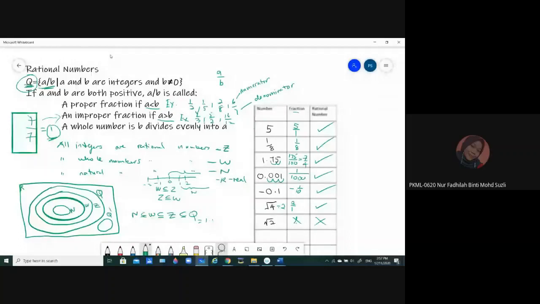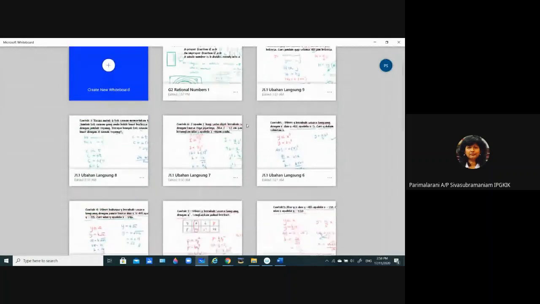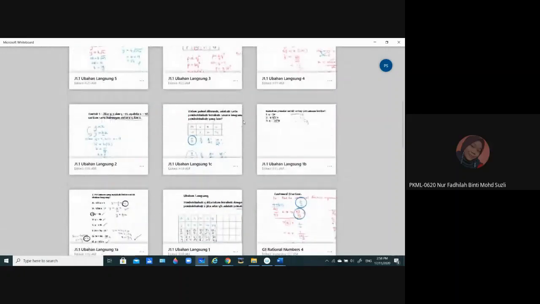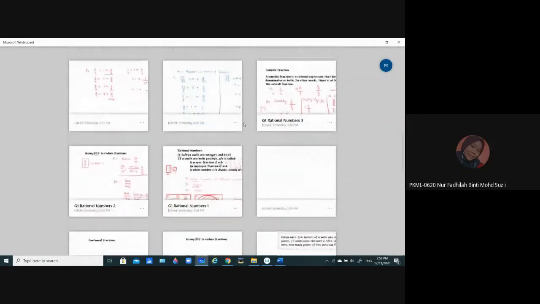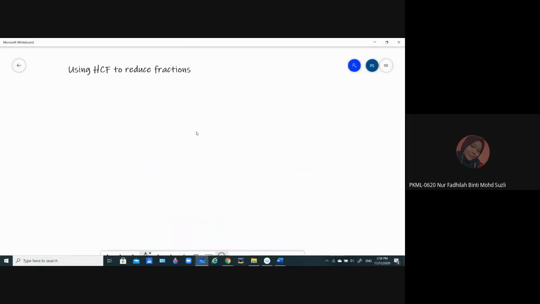Okay, so we finished with the introduction to rational numbers. The next thing is we're going to see how we can use HCF to reduce fractions. We know that all fractions are rational numbers. So part of knowing and using rational numbers is knowing how to use HCF to reduce fractions. As you know, you have already studied HCF, right? HCF stands for highest common factor.